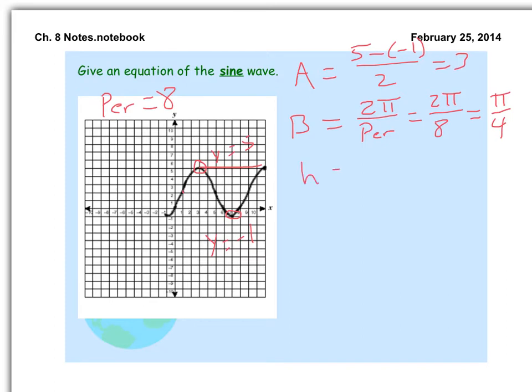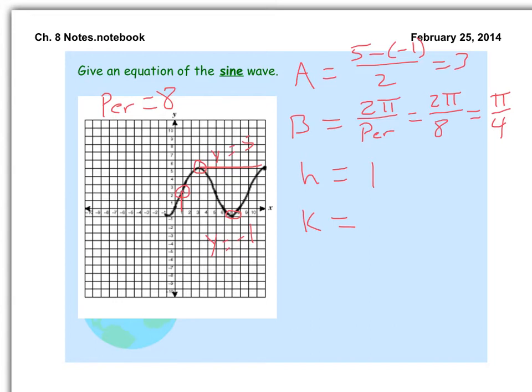H is our horizontal shift, and now what we're looking at here is where this first period starts, which we identified was right here at x equals 1. Okay, now if a sine curve hadn't been shifted at all, it would start at x equals 0, which means this has been shifted 1 unit to the right. Now we have an amplitude change here, so that can make the vertical shift a little bit tricky.